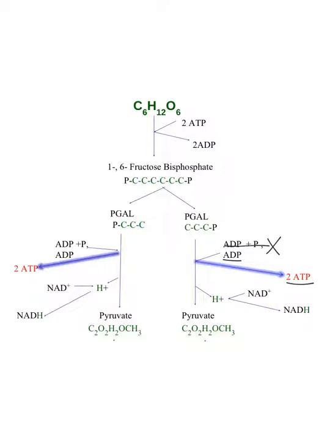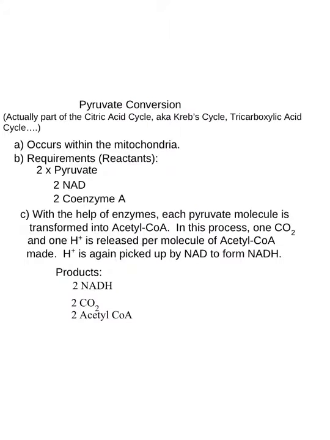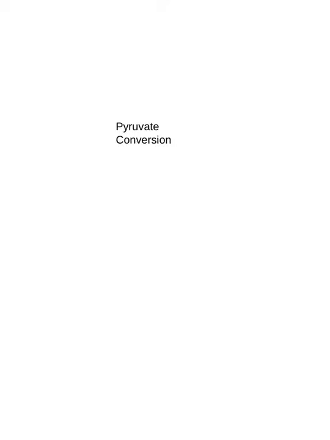So now we're ready for the next step, which is just pyruvate conversion, the first step of that Krebs cycle. And again, we're not really changing any of the bottom line events of pyruvate conversion. We still need all the same ingredients. We still end up with the same products. But again, just a little bit more detail.